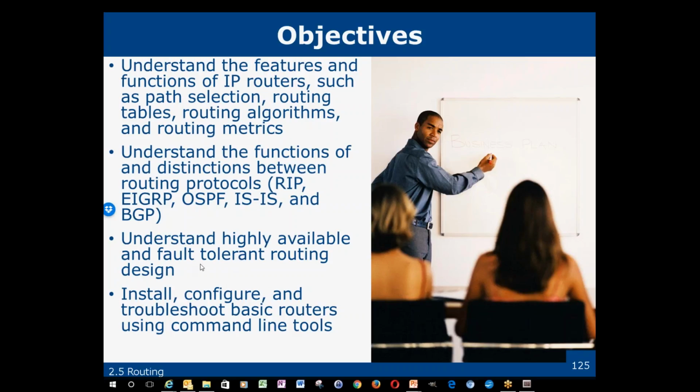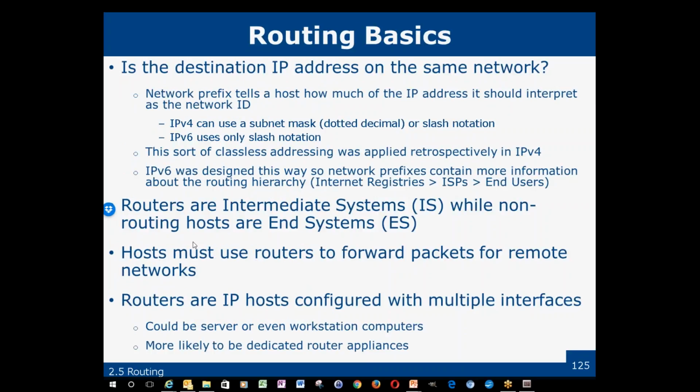Understand highly available, fault-tolerant routing design. We have multiple routers, which gives us the fault tolerance for that. Install, configure, and troubleshoot basic routers using command line tools. You can use a Windows machine as a router. Years ago, I used a Windows NT4 machine as a router, so you know how long ago that was, because I had a spare lying around and a license available for it. It worked okay. Routers themselves, the devices, are optimized for packet forwarding, and that's what we're doing with these things.